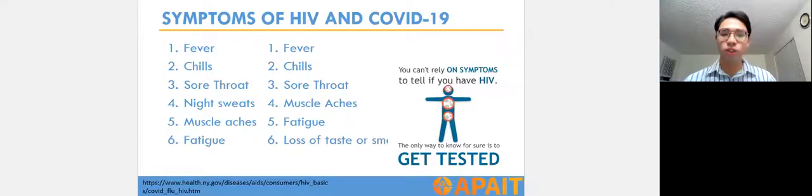All right, now we're going to look at the different and similar symptoms of HIV and COVID-19. On the left column here, we have symptoms of HIV, and on the right column are common symptoms of COVID-19. They are quite similar, with the only difference being loss of taste or smell for COVID-19. So from this, we can't really rely on symptoms to tell if we have HIV or COVID-19. The only way to know for sure is to get tested.